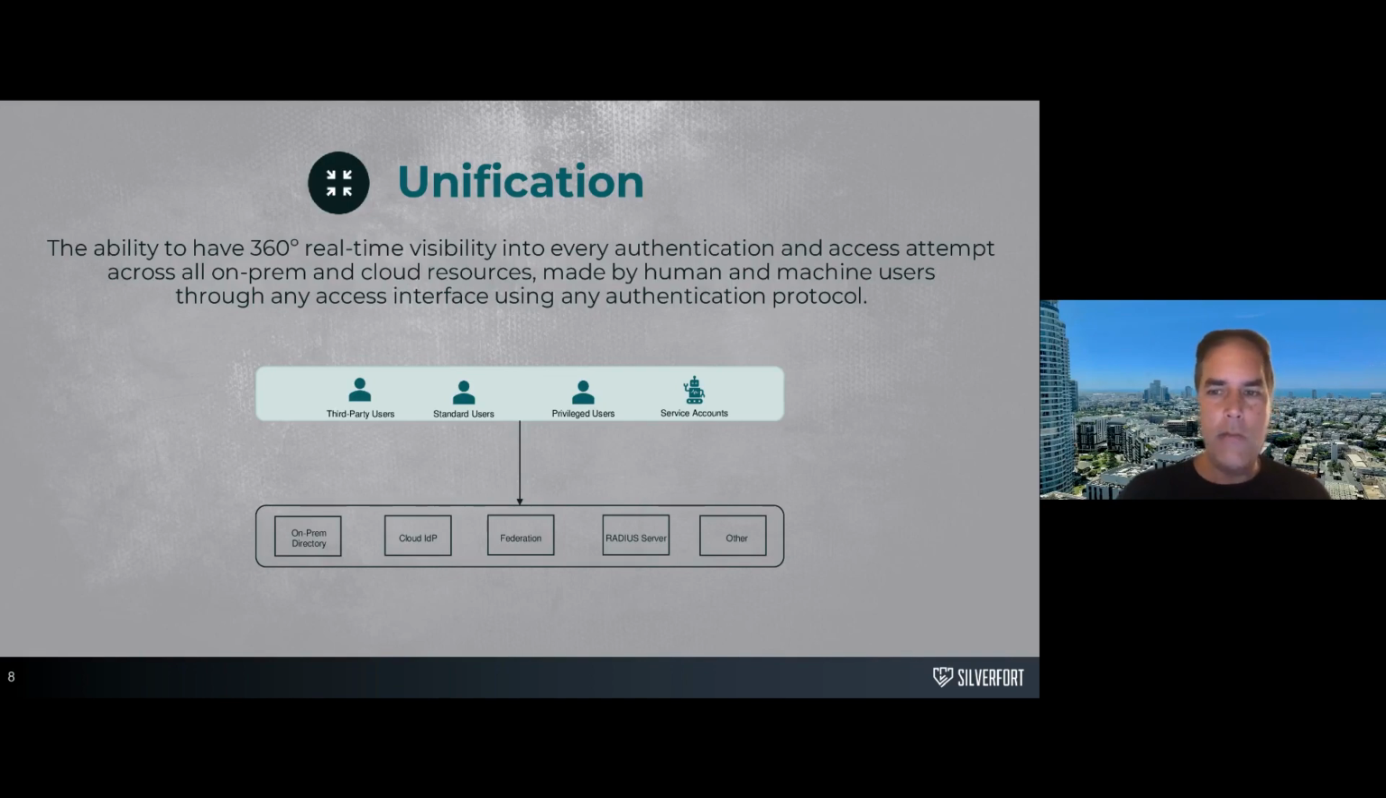First, talking about unification, I'm just going to read the definition here. So unification we're defining as the ability to have 360-degree real-time visibility into every authentication and access attempt across all on-prem and cloud resources made by both human and machine users through any access attempt using any authentication protocol, right? So this is quite a mouthful. It's also quite a challenge for a lot of organizations.